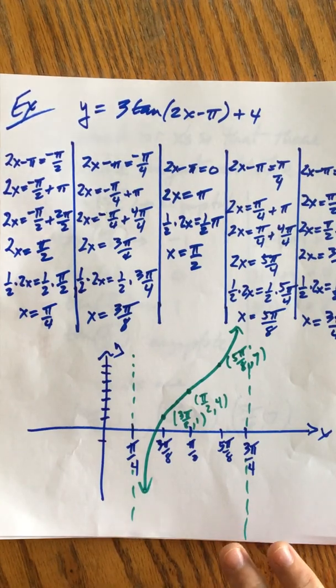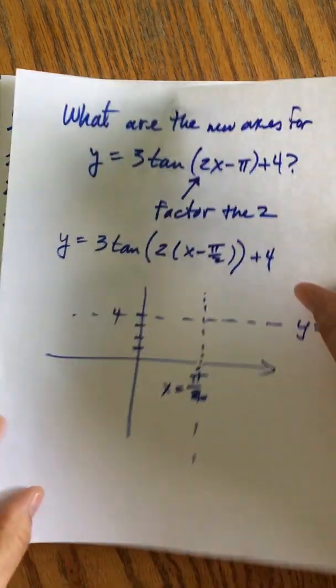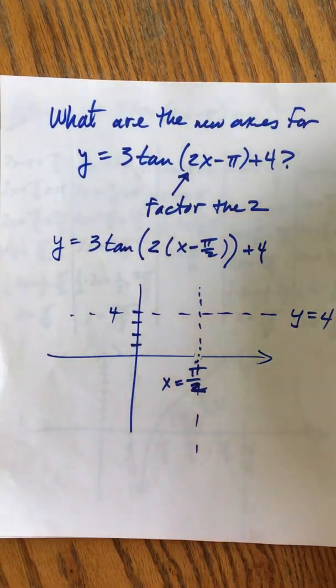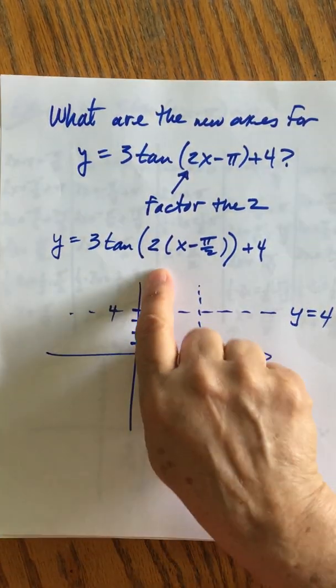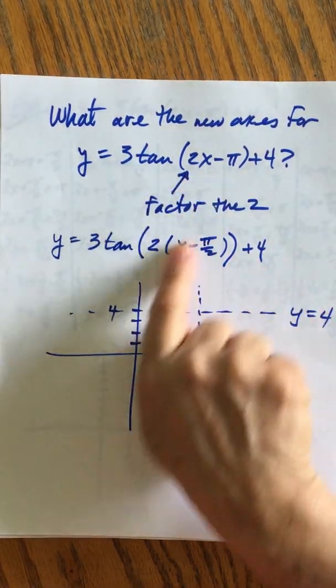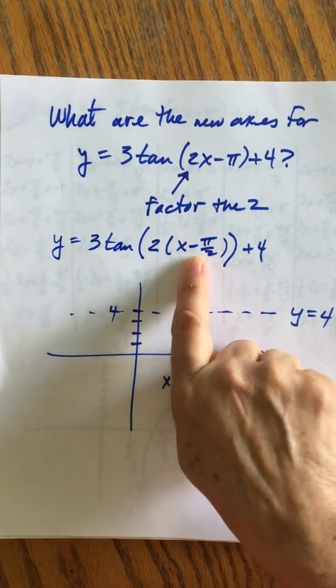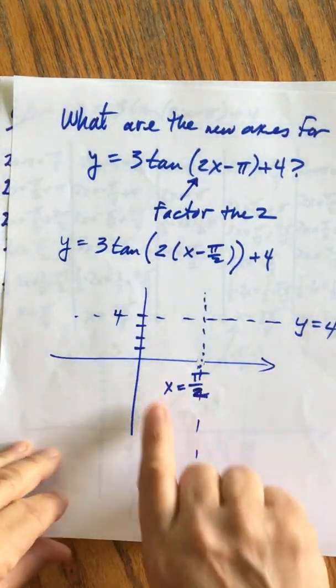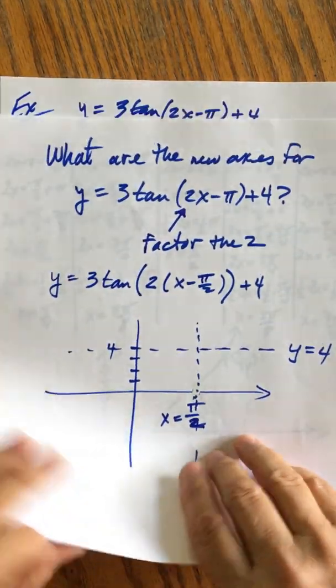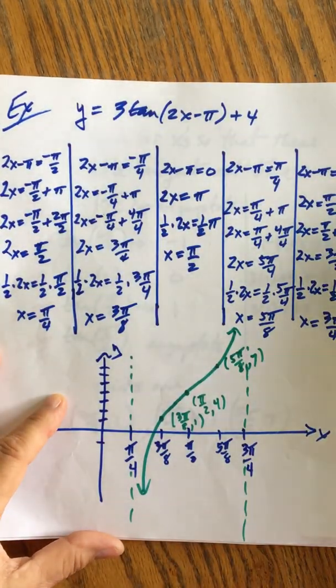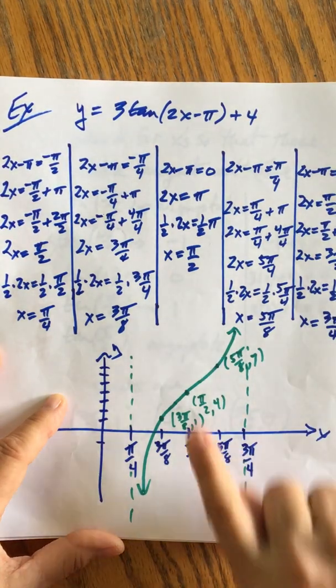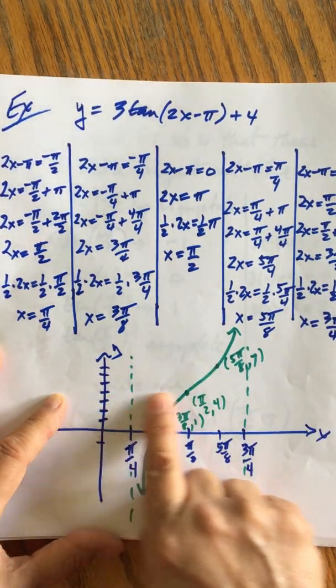And then I just wanted to mention how can I find the axes? When you factor out the coefficient in front of the x, you'll end up getting pi over 2 and then 4. So pi over 2 and 4, which you could see here in my graph. Pi over 2 and then 4.